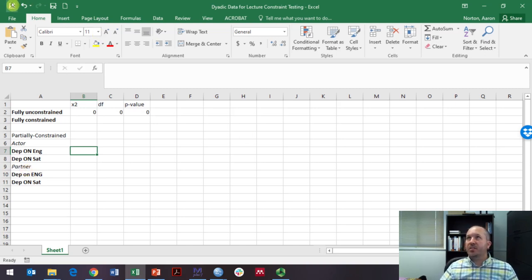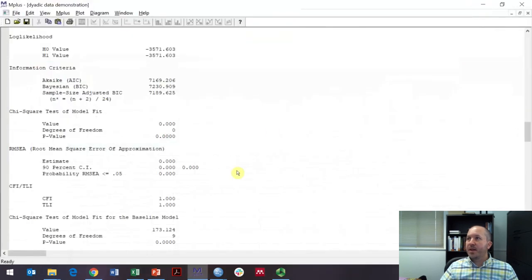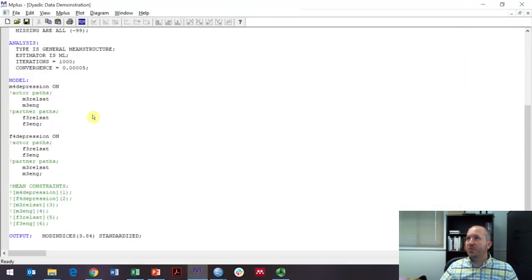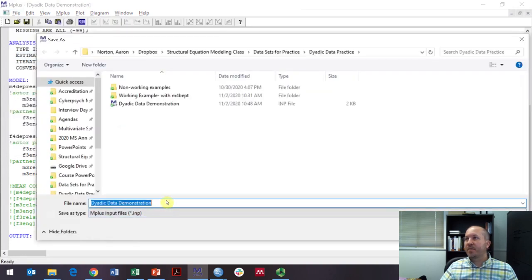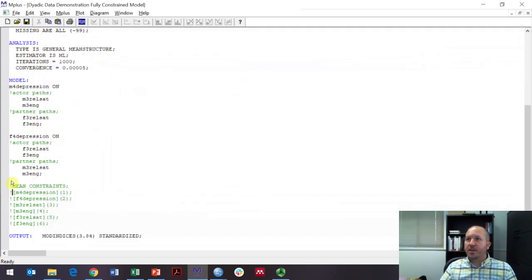So now this is all set to go. I've saved this as dyadic data for lecture constraint testing. And I can go back to my model here, and I'm going to save this as my fully constrained model. I'm going to take away these exclamation points here, because I am now ready to constrain my means to be equal. And then I just need to test my paths one at a time.